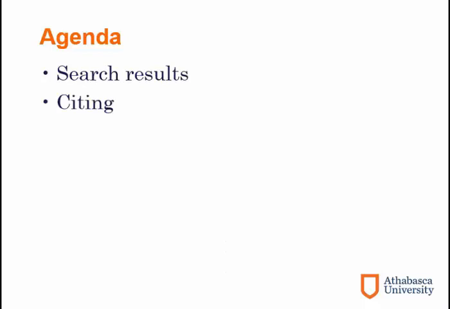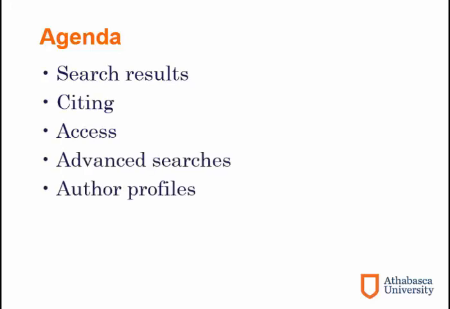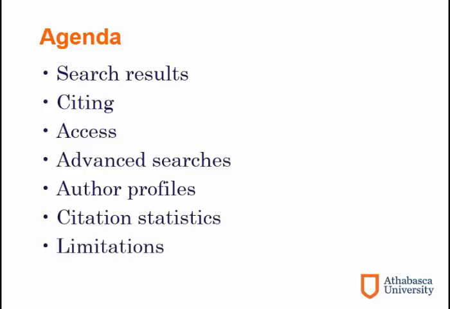In this video series, I will show you what your Google Scholar search results mean, how to use the cite function, how to access items you find in Google Scholar, how to carry out advanced searches, how to view author profiles, how to interpret citation statistics, and Google Scholar's limitations. In this first video, we look at what your search results mean, how to use the cite function, and how to access items from your search results.